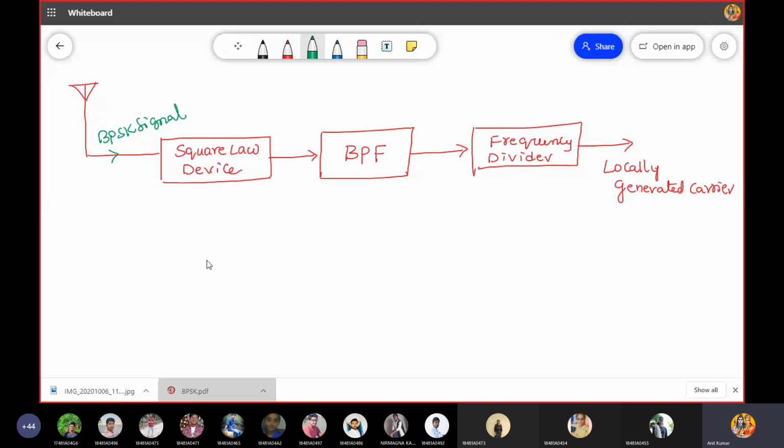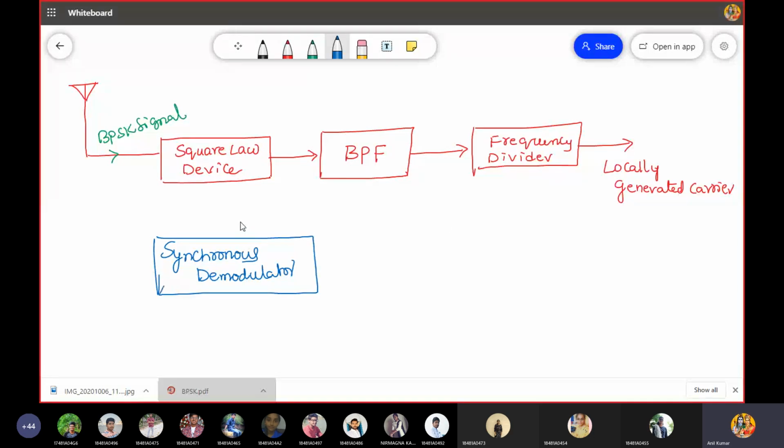Okay, now here is a synchronous demodulator. Here it is given, the synchronous demodulator. So the two inputs for this are: the locally generated carrier signal is applied as one input, and the next one is the received signal, which is the other input.